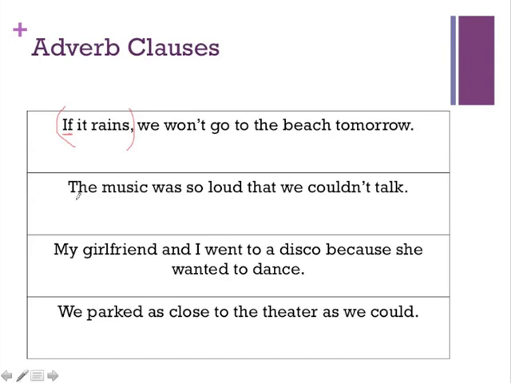Now the second example is a little tricky. This one uses a particular phrase called so something that. So for example, the music was so loud. So in this case, so begins the idea, so loud that we couldn't talk. So in this case, you'll notice that so loud is part of the idea. The music was something. But the actual beginning of the clause is here. That. Because it is modifying the word loud.